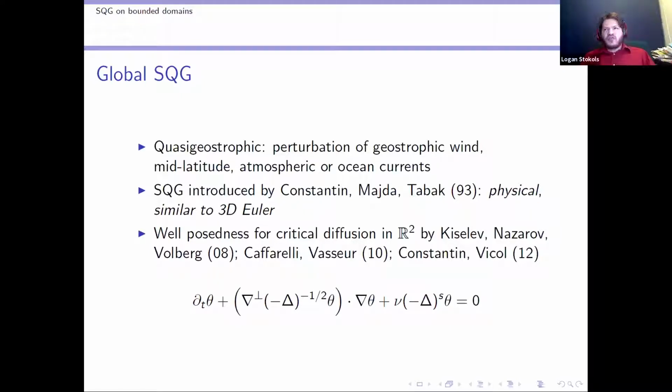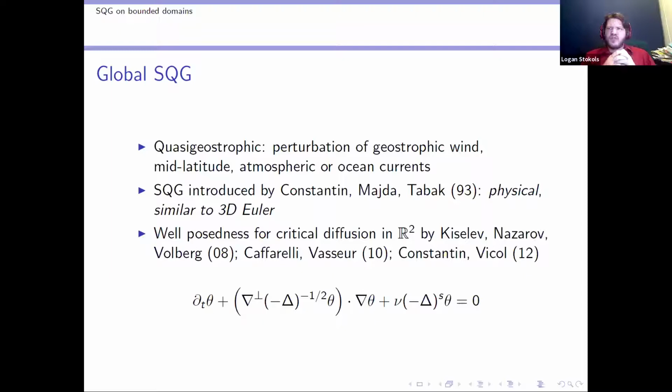The surface quasi-geostrophic equation is an approximation where you assume that the solution is harmonic in the interior. Because of the way the quasi-geostrophic equation works, if your initial data is nearly harmonic, then the solution remains nearly harmonic for all time. And if you assume that it is harmonic, a harmonic function in a half space is totally determined by what happens on the boundary. So this allows you to take a 3D equation and approximate it by a 2D equation. That's the SQG, the surface quasi-geostrophic equation.